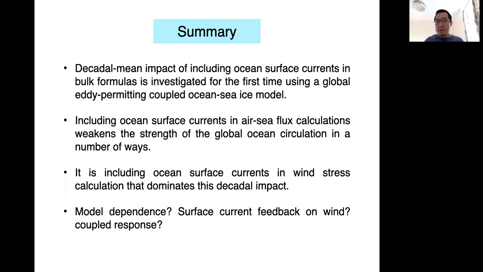I'll stop here. I just want to say one thing. It's not completely surprising. What we find is that including ocean surface current in air-sea flux calculations weakens the strength of global ocean circulation in a number of ways. If the wind energy input to the ocean is reduced by 20-30%, then the ocean circulation will slow down in all kinds of ways, and it will have implications for ocean heat transport. Sorry, I ran over time.